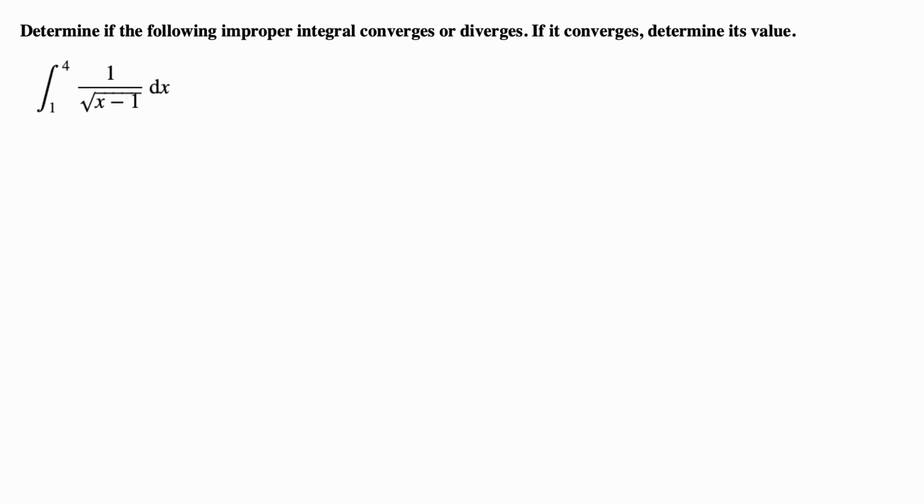Determine if the following improper integral converges or diverges. If it converges, determine its value. So we have a fraction, 1 over the square root of x minus 1. Because 1 minus 1 is 0, and 1 over 0 is undefined, we have an improper integral.